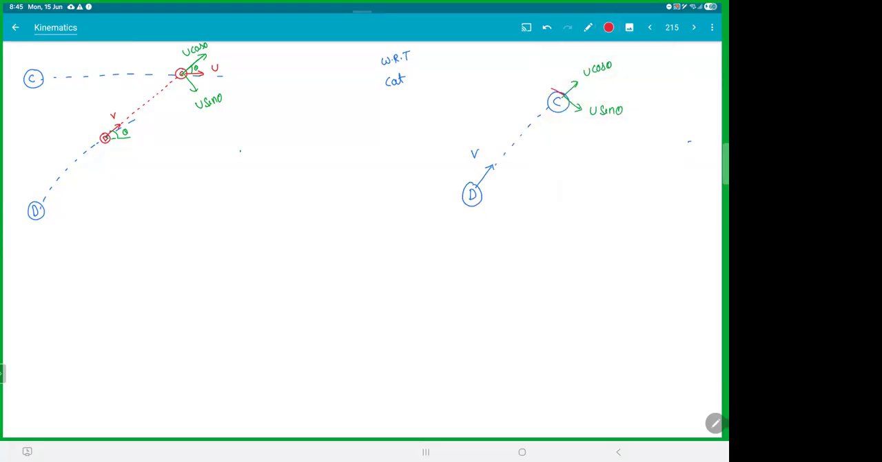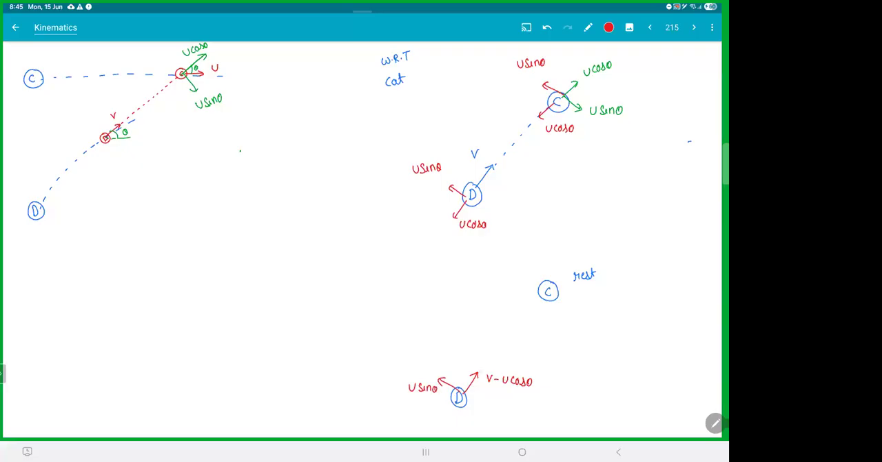Now, how do you stop the cat? Take the cat's velocity and subtract it: u sin theta and u cos theta. This is what we did last time. Whenever you want to stop something, take its velocity, reverse it, and give it to everyone. Now, what will happen? The cat will think, okay, I came to rest. I'm not moving anymore. But what is this dog doing? The cat will think the dog now has a velocity v minus u cos theta, and one u sin theta. So this is what the cat will think about the dog.